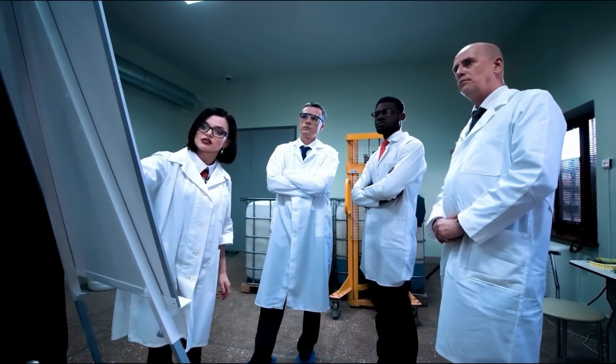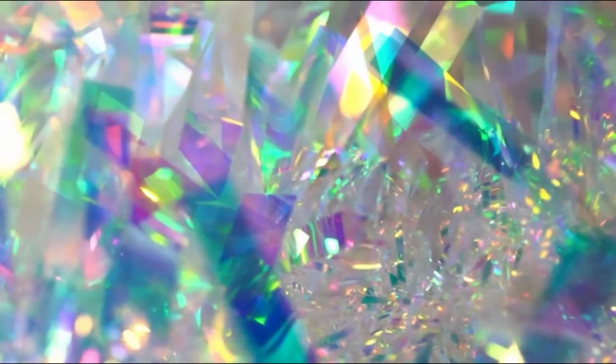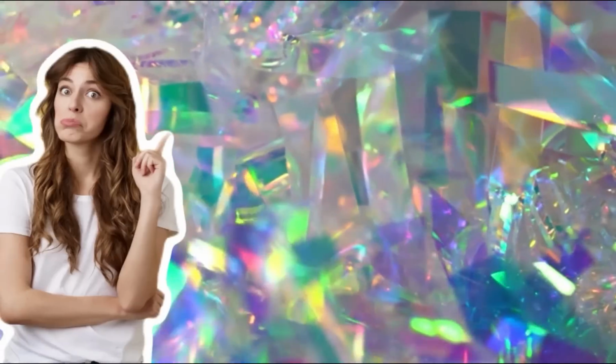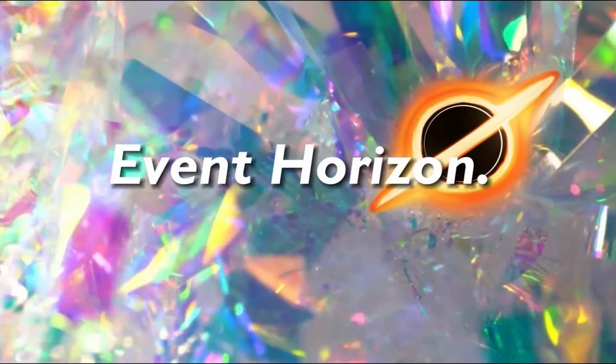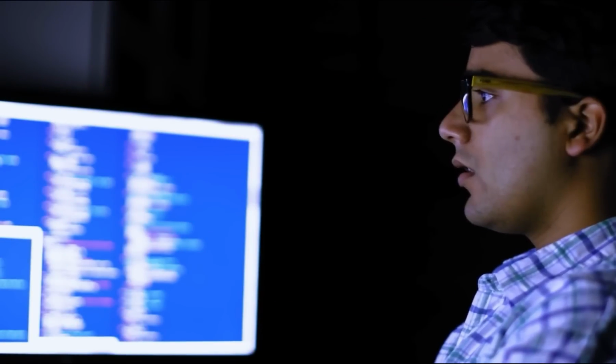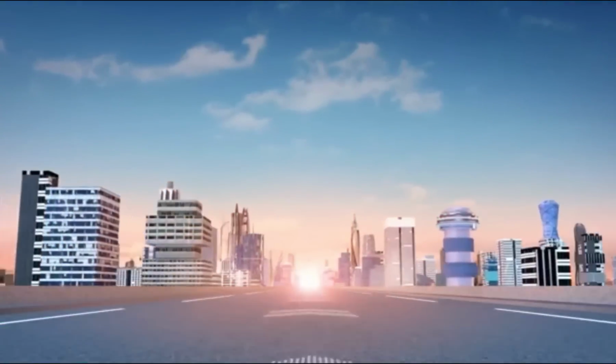One proposed solution to the information paradox is the holographic principle. The holographic principle is essentially the idea that the information swallowed by a black hole is encoded onto its event horizon. This is an extremely complex topic that I plan on making an entire video about in the future. So for now, let's move on to the second concept, wormholes.